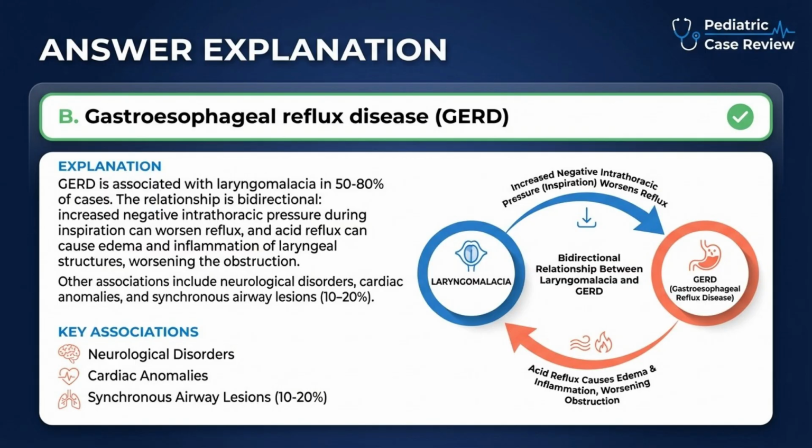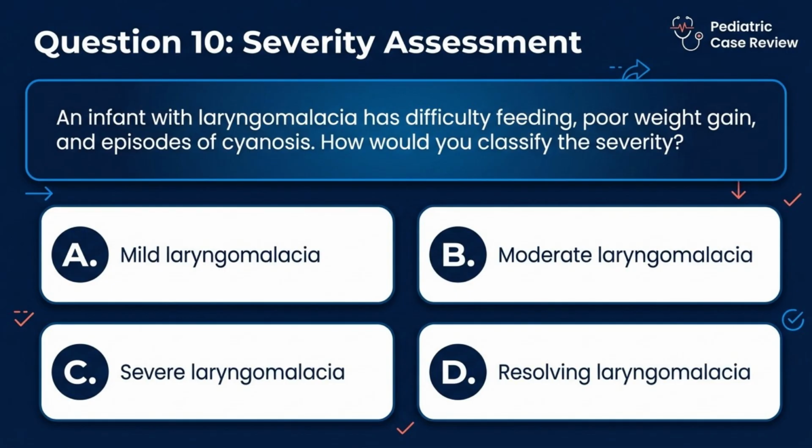The bidirectional relationship cycle shows that 50 to 80% of cases have associated reflux. The increased negative intrathoracic pressure during inspiration worsens the reflux. In turn, the acidic stomach contents cause significant edema and inflammation of the delicate laryngeal structures, further worsening the airway obstruction and stridor. Question number 10.